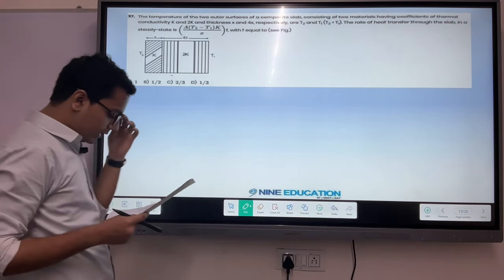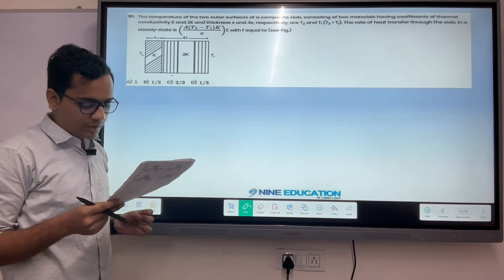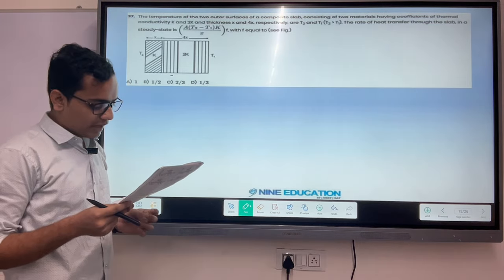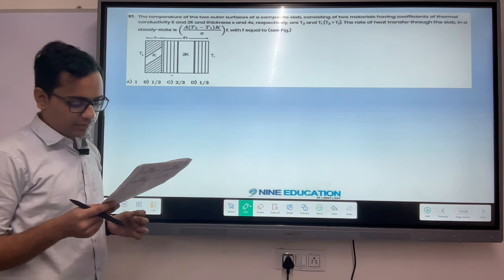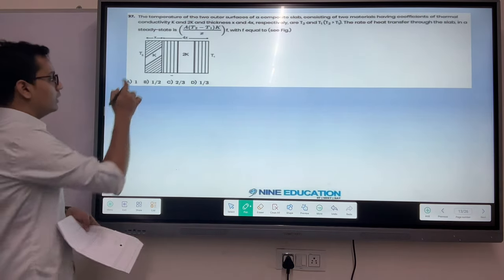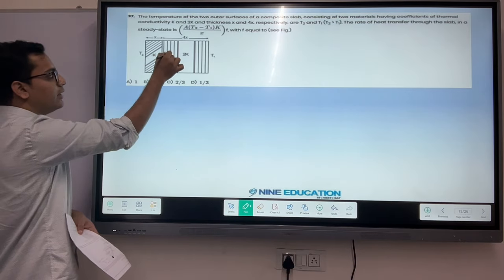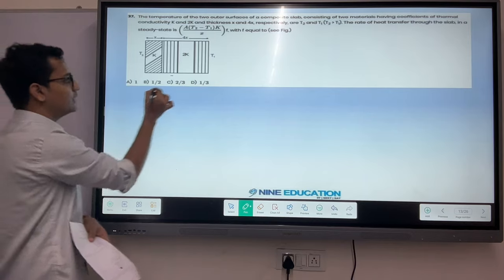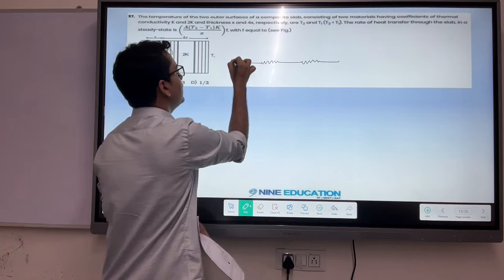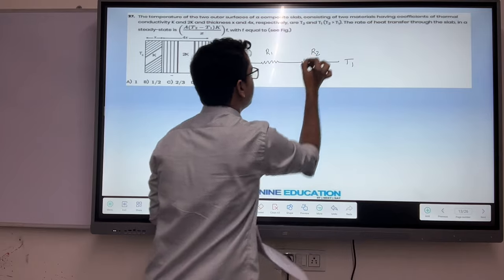Okay. Now this one, they are saying that temperature of the two outer surfaces of the composite slabs containing two materials having coefficient of thermal conductivity as K and 2K, with thickness X and 4X, are T2 and T1. The ratio of heat transfer through the slab is. Okay. So I will relate this particular setup with this. Here is temperature T2, here is temperature T1. This has thermal resistance R1, this has thermal resistance R2.